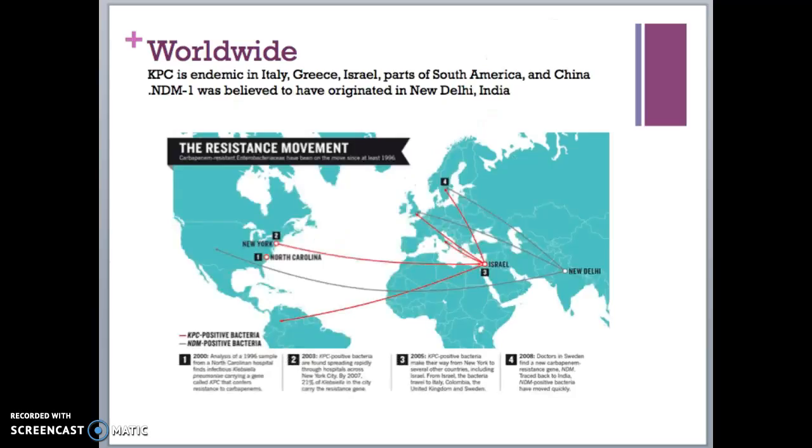And this map shows the transfer of the KPC and NDM enzymes. KPC is endemic in Italy, Greece, Israel, South America, and China, and NDM is believed to have originated in New Delhi. This just shows how the enzyme is being brought to different areas of the world.